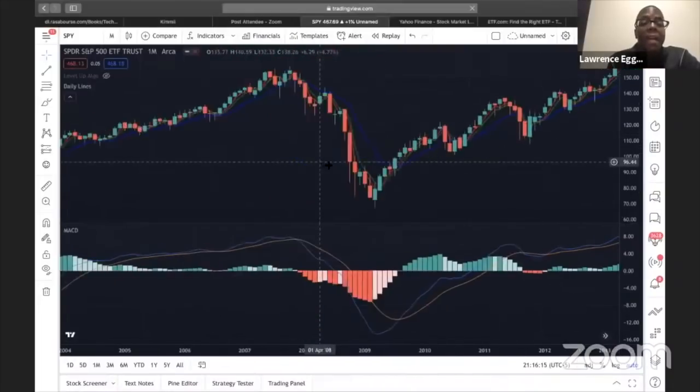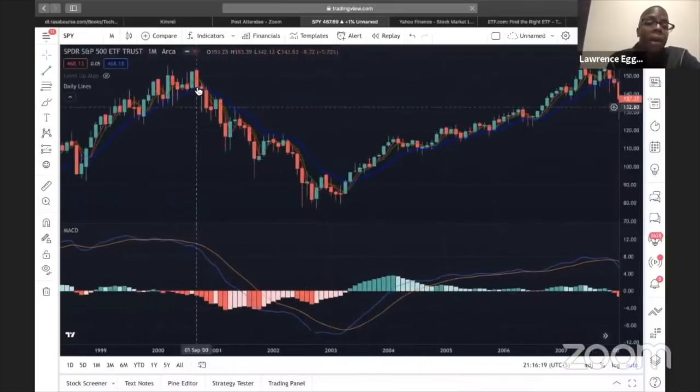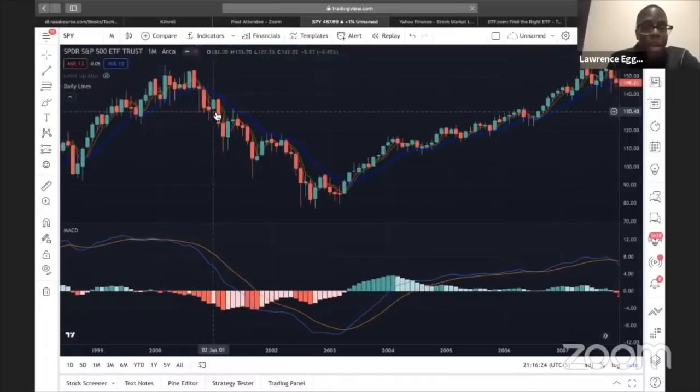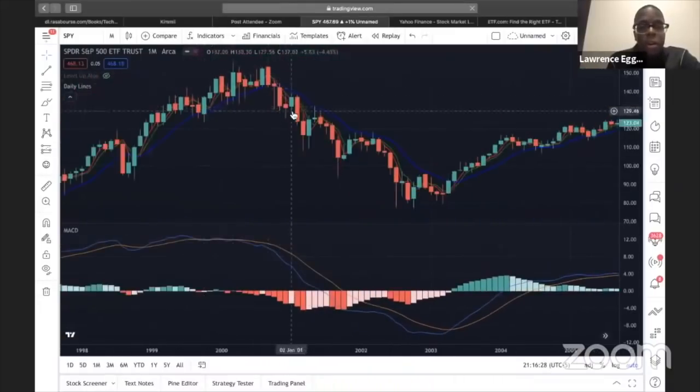Now I'm going to take you back down to the dot-com era. This is why the stock market actually pulled back. We broke below our 200-day EMA. But also, guys, what do you see here? You see a pattern that I've been talking about. Lower low, lower high. Lower low, lower high. Lower low, and now we've broken out and we broke above a 200-day EMA.